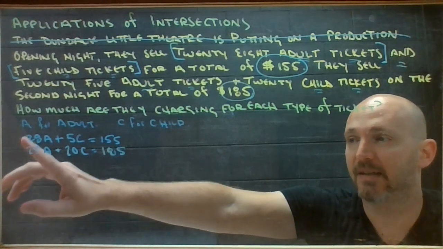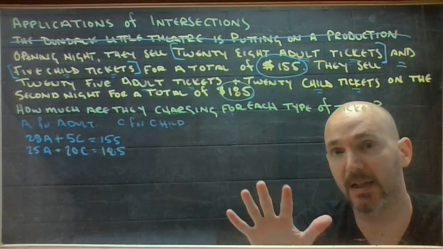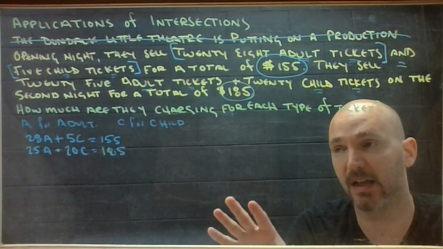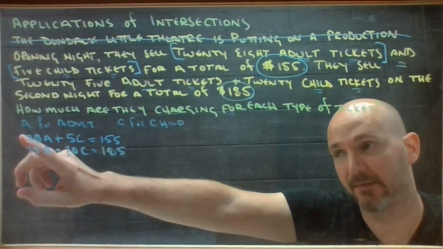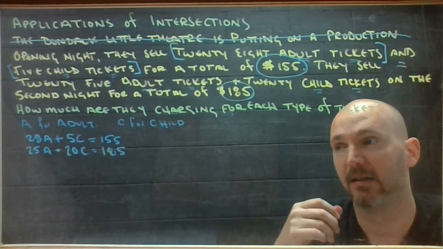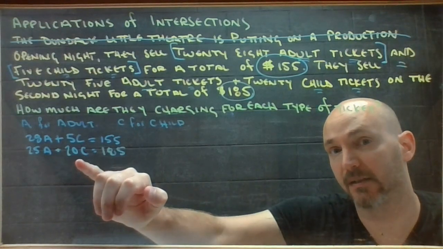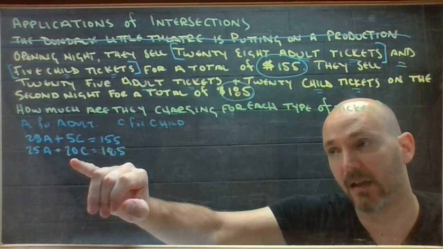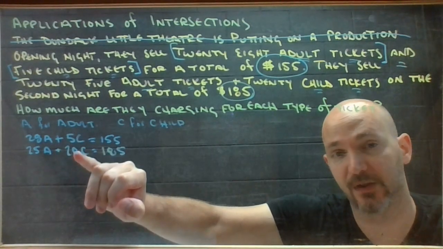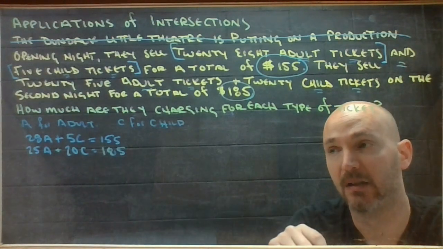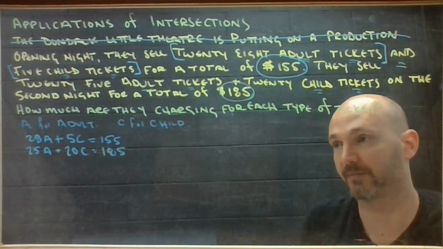I look at this and this, I don't have a match. I look at here and here, I don't have a match. So I'm going to have to scale one or both of these equations up. I could multiply this one by 25 and this one by 28. That's going to give me really big numbers. If I look at this second letter here, the child tickets, if I just multiplied this line by 4, I would have matching coefficients here, 20 and 20. So I wouldn't have to have such big numbers. So that's what I'm going to choose to do.